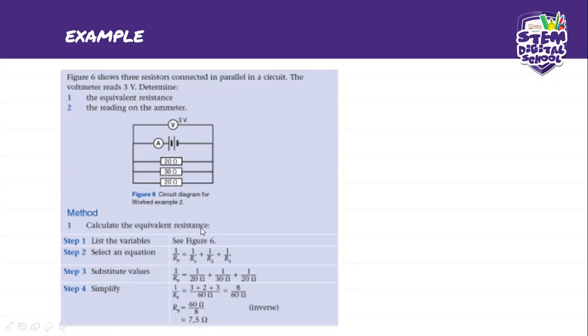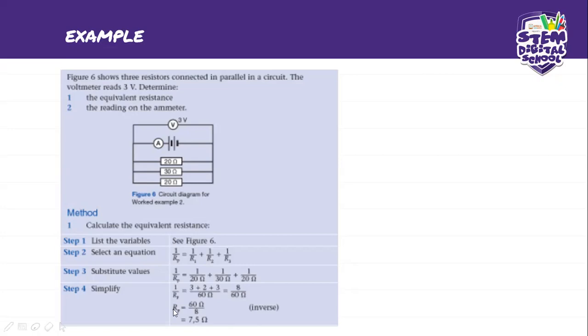We're going to say 1 over R parallel equals 1 over R1 plus 1 over R2 plus 1 over R3. And therefore, it's going to be 20, 30, 20. So what's going to be our lowest common denominator here? Our lowest common denominator is going to be 60, right? And then here's going to be 3, here's going to be 2, and here's going to be 1. So we're going to have it like this, right? It's going to be 8 over 60.